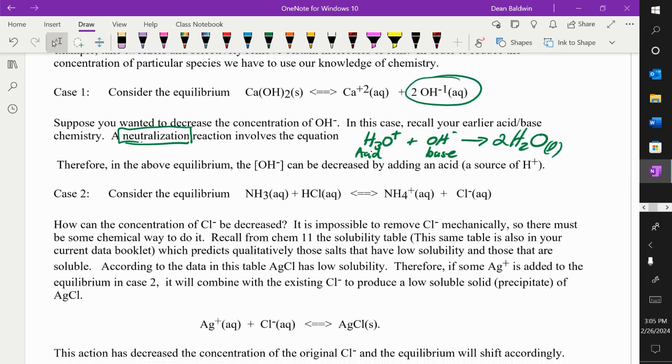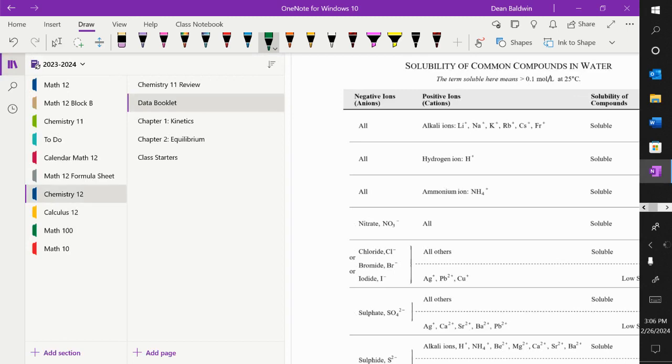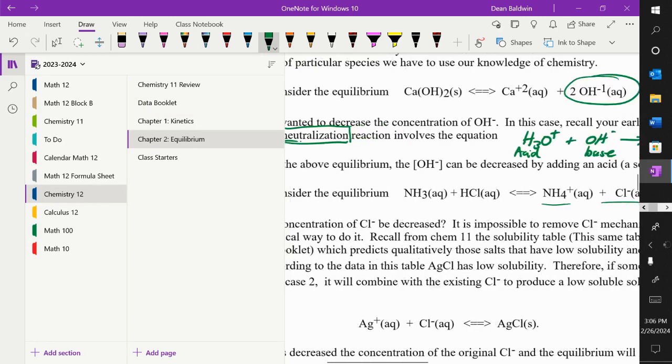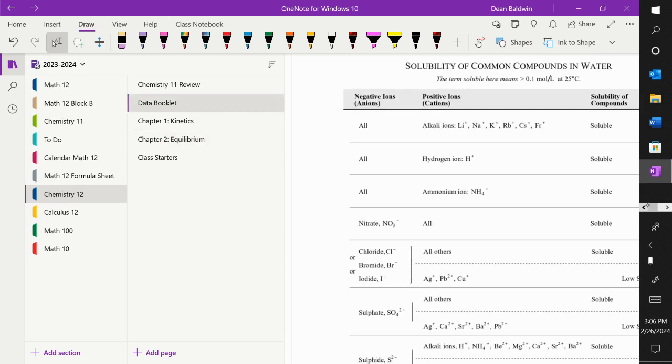The other thing is if you have 2 ions, ammonium and chlorine, all right? And then do you have your data booklets with you? Open your data booklets, please, to, remember this chart from Chemistry 11? Solubility chart? So we have 2 ions. We have ammonium and we have chlorine. So if you look on that chart, ammonium is right here.